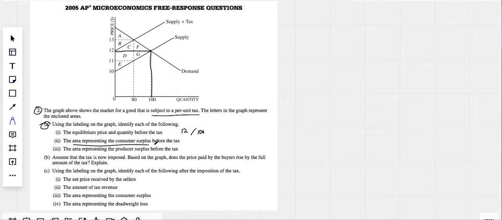The area representing the consumer surplus before the tax. Consumer surplus is everything above the price but below the demand curve. So it's all AB, ABCF.